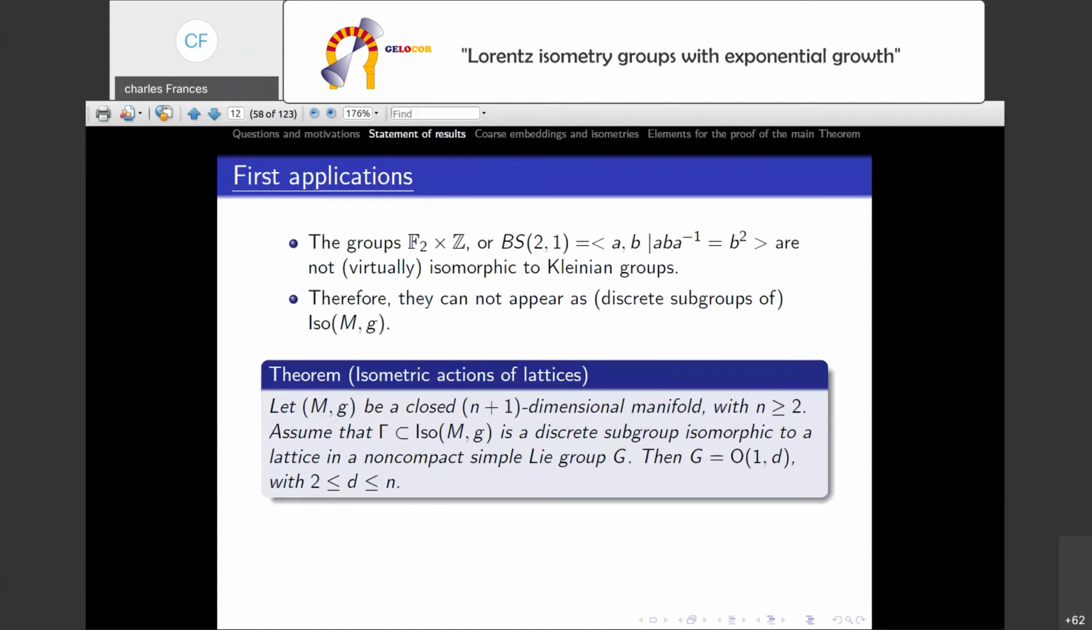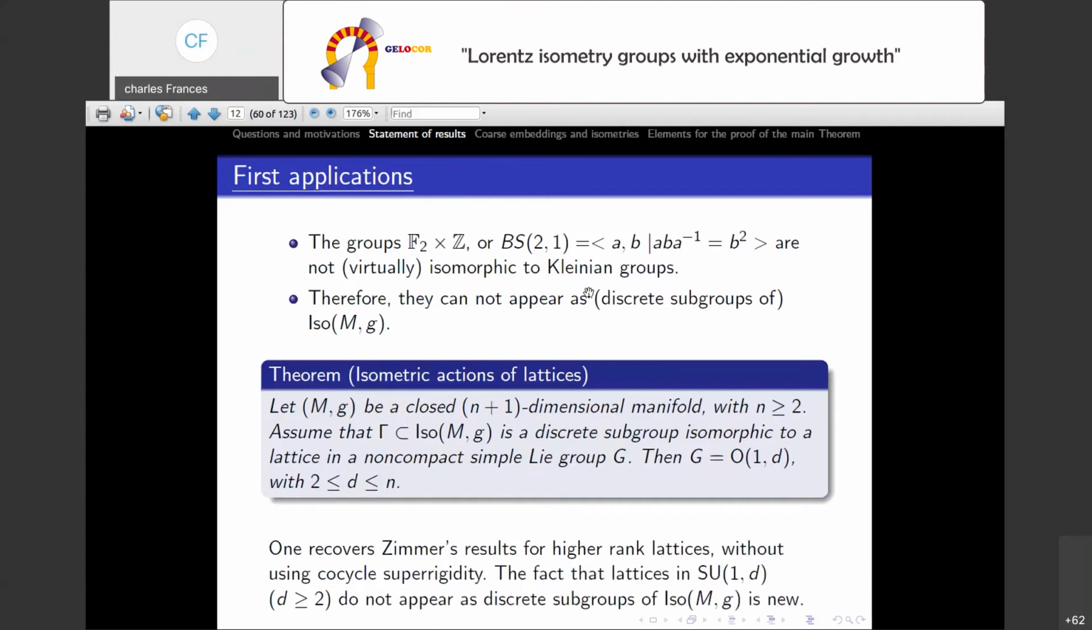So you recover Zimmer's result in the case of higher rank lattices. You recover Zimmer's results without using the superrigidity theorem. And you also see that no lattice in SU(1,d) can appear as a discrete subgroup of the isometry group, and this was not known until now.